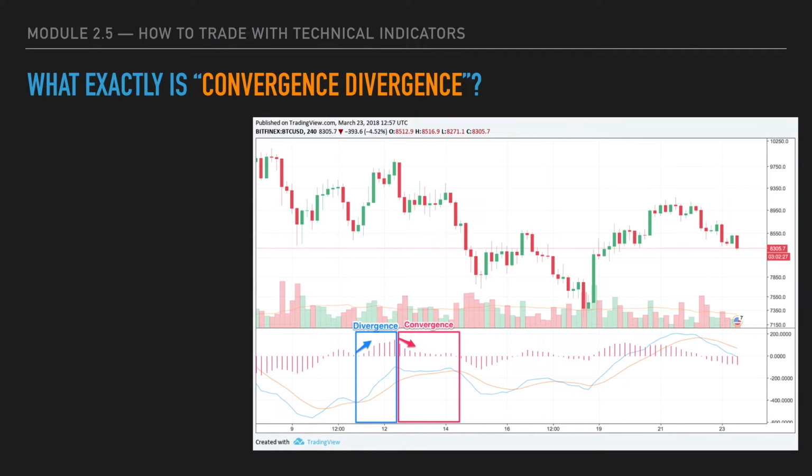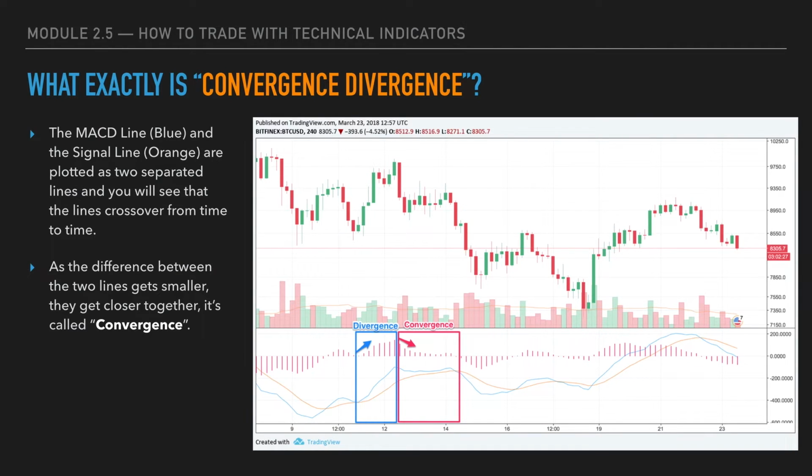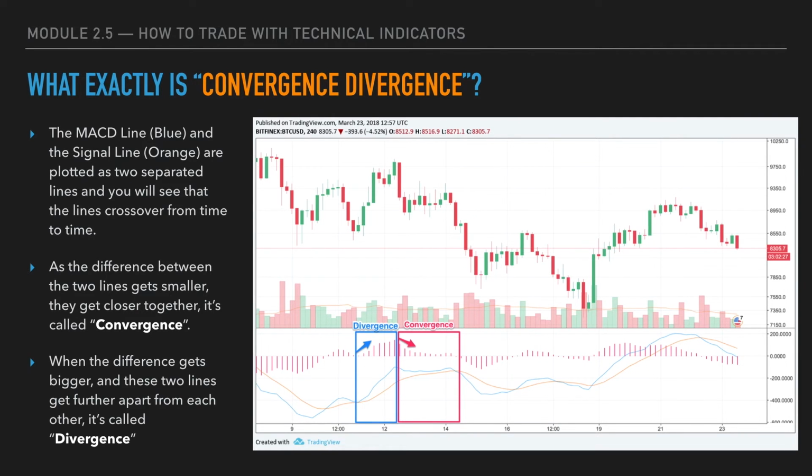So what exactly is convergence and divergence? The MACD line and the signal line are plotted as two separate lines, and you can see that these two lines cross over each other from time to time. As the difference between these two lines gets smaller and they get closer to each other, that is called a convergence. When the difference between these two lines gets bigger and those two lines get further apart from each other, it's called a divergence.